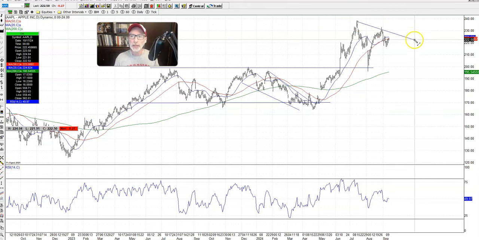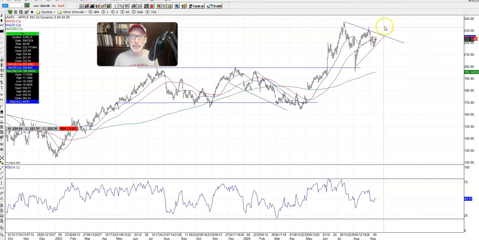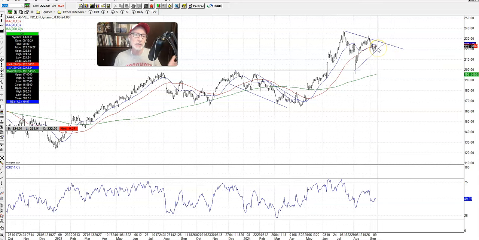But we can draw some patterns here. This is more of a congestion pattern where the range gets tighter and tighter, and eventually it's going to pop either up or down out of the triangle. So we have a few more days before Apple makes that decision. I'm leaning towards the upside, because I think the upside is where all stocks are eventually going to go, but it depends on your time frame and what kind of trade you're trying to make.